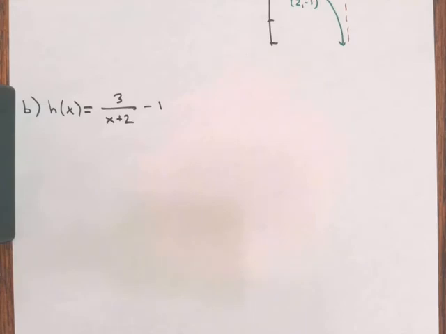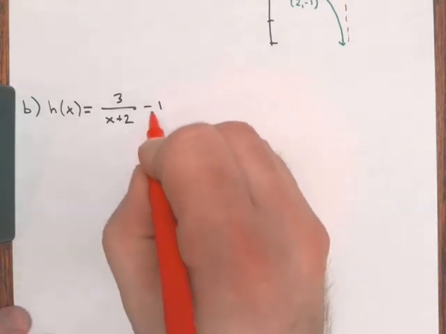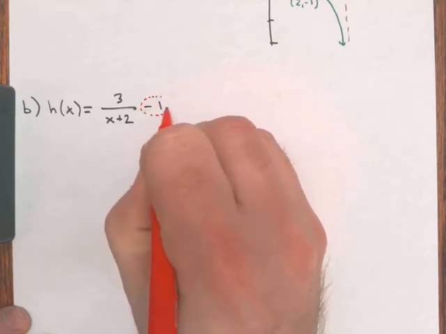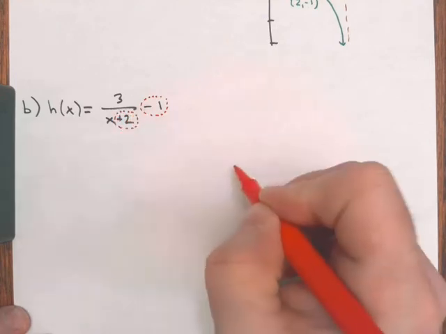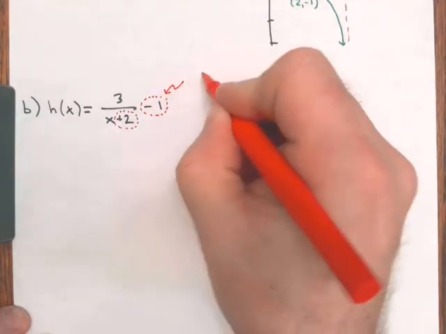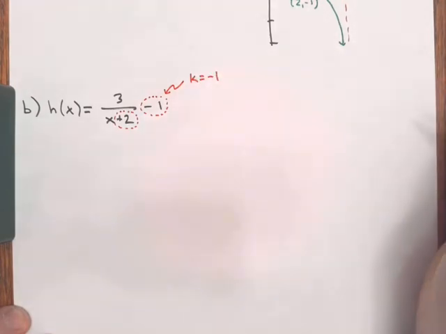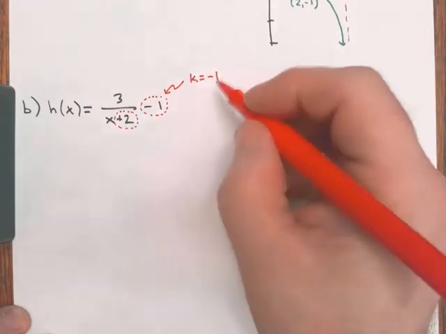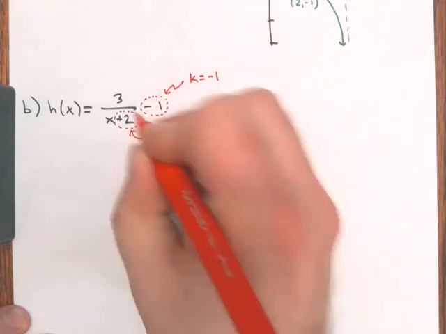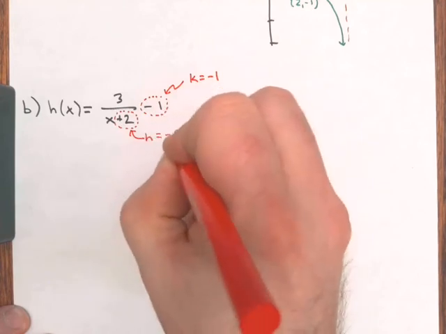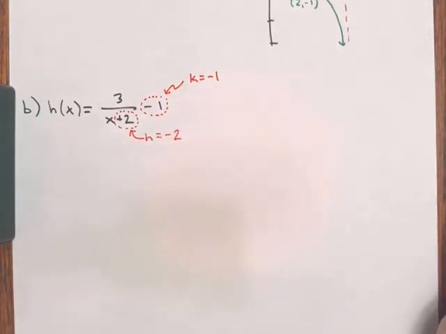For h of x, we're going to take a look at 3 over x plus 2, subtract 1. So taking a look at what's here in this problem, here are our transformations. We do have out here on the end a subtract 1, and down on the bottom of our fraction we do have a positive 2. This is our value for k, and it does not need a sign change, so k is -1, which will slide our graph down 1 unit. And our value here for h, we do need a sign change here, so h is actually equal to -2, so we're going to be sliding over to the left 2 units.